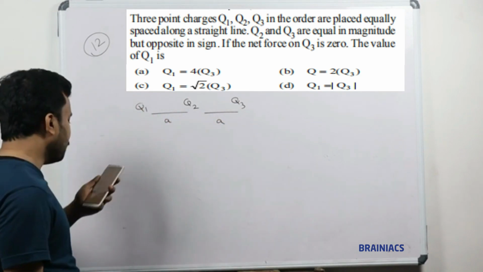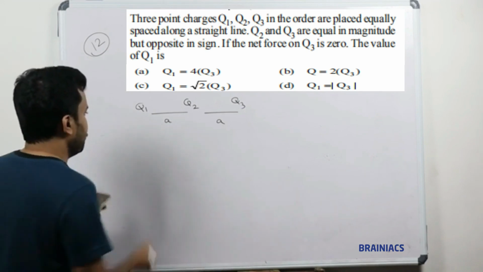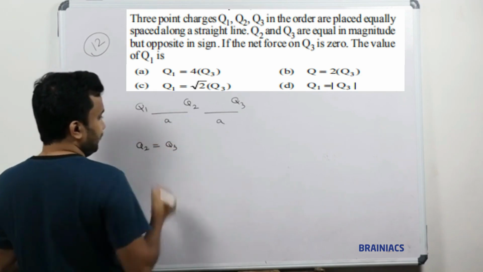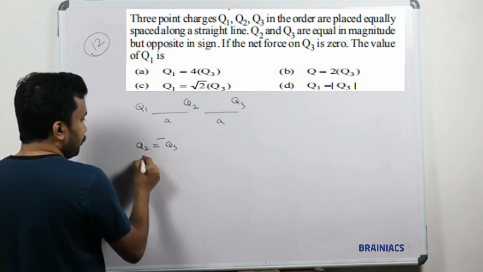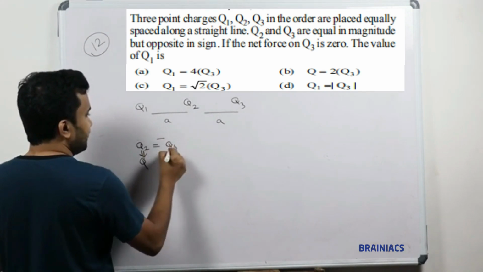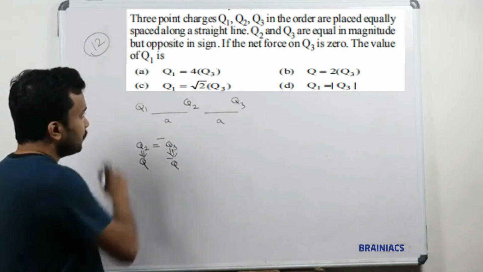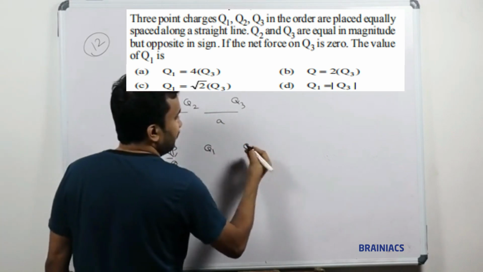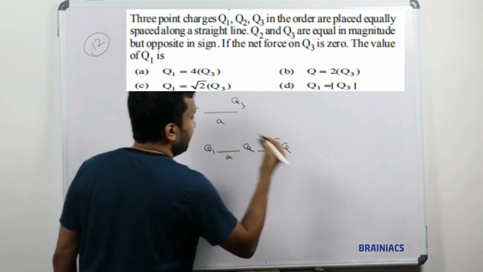One condition is given: Q2 and Q3 are equal in magnitude but opposite sign. So I can say Q2 is equal to minus Q3. If Q2 is plus Q, then Q3 becomes minus Q. That is the understanding: both are equal magnitude but opposite sign. So I redraw the diagram like this: Q1, Q2 I am giving positive sign and Q3 I am giving negative sign. Distance is still the same, a meter.